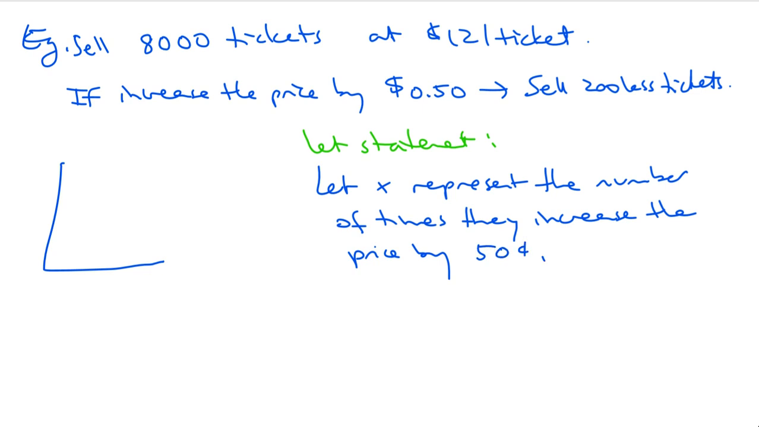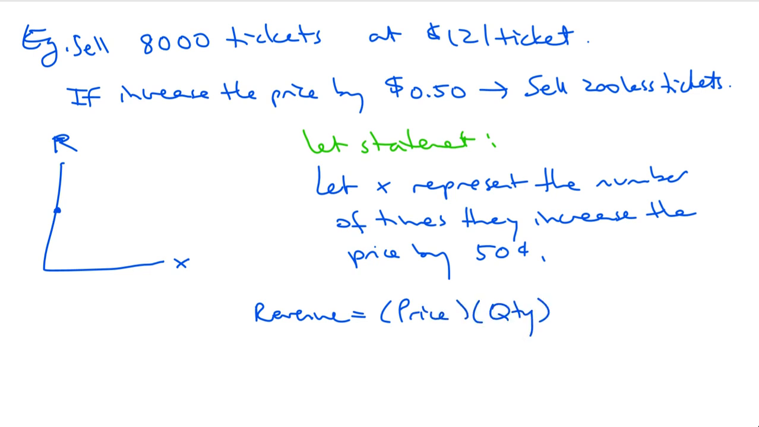Okay, now my sketch is going to have x down here and then the revenue up there. What is the y-intercept, or in this case, the r-intercept? How much money do they make if they don't increase the price at all? So if x is 0, then the revenue that they make is the price times the quantity.